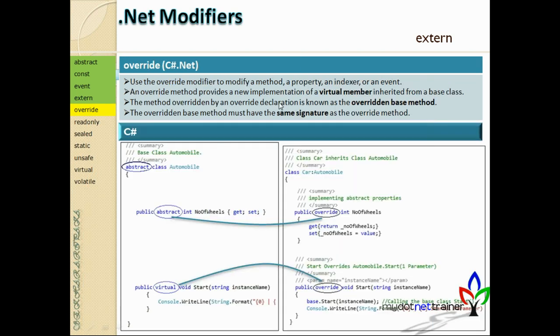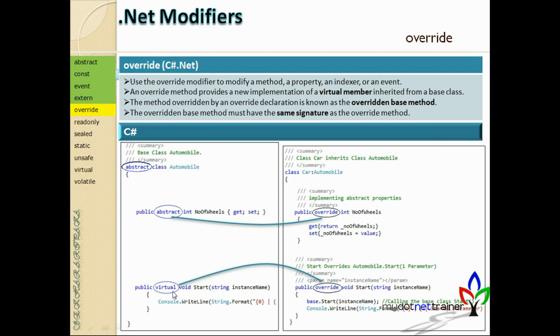Hope you're clear with this, pretty straightforward. And the override, we have already seen the override, and needless to stress on that again. Just to give you a recap, you can use the override to specify that you want to override the base class implementations when you derive it. In this case, we have automobile as a base class, and it has two things. One is the abstract member, which is only the signature but no definition. When I'm implementing the abstract members, at that time I use the override keyword, which says implementing the abstract property.